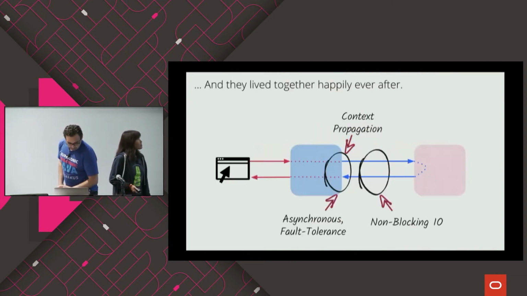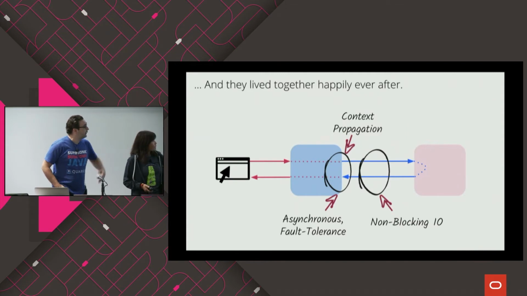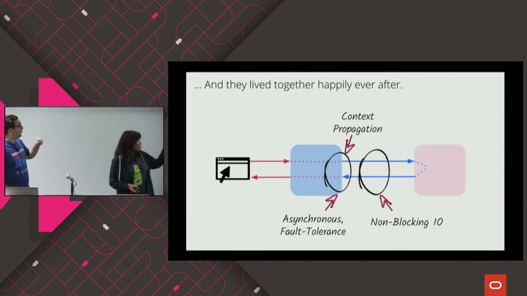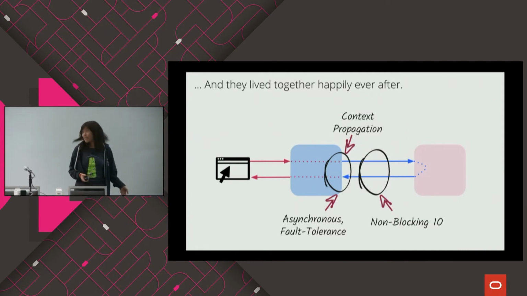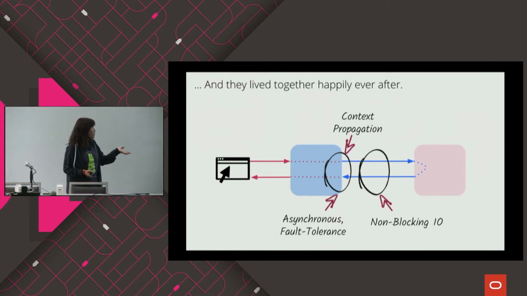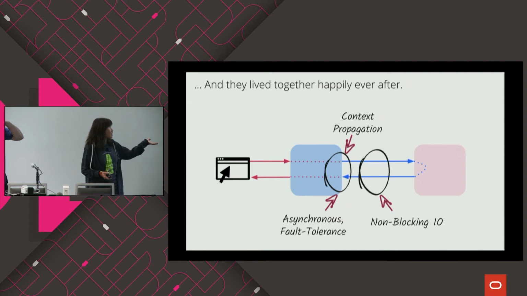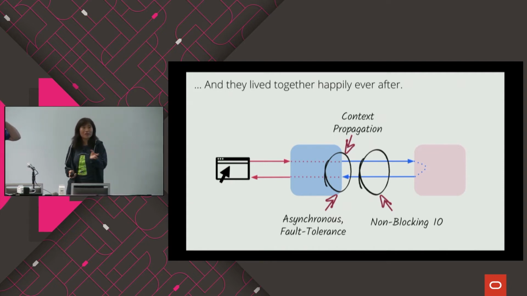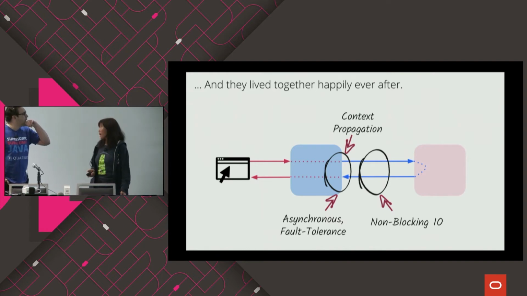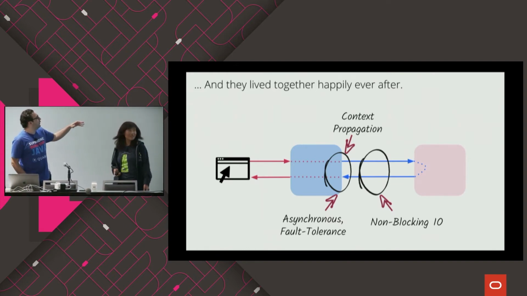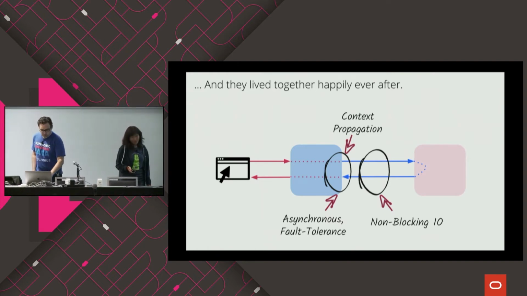So what do we have now? We have asynchronous, and we have fault tolerance to build resilient microservices, and then we have context propagation to make sure all the context is pushed to the new thread. And also we have non-blocking I/O. It looks okay, right? Well, not really.